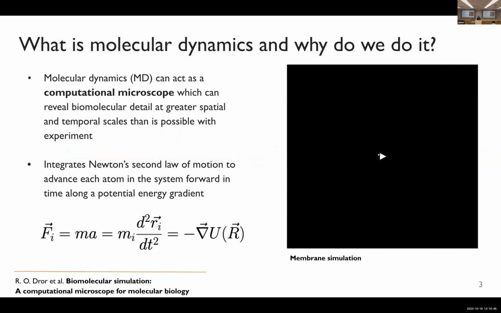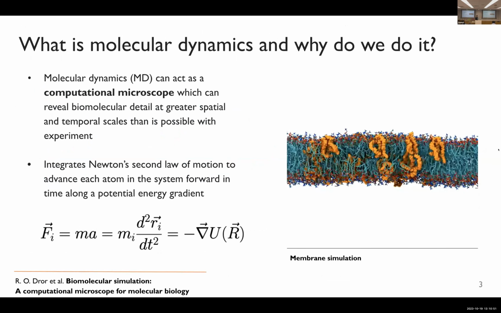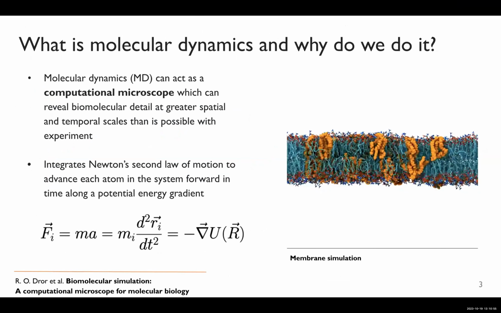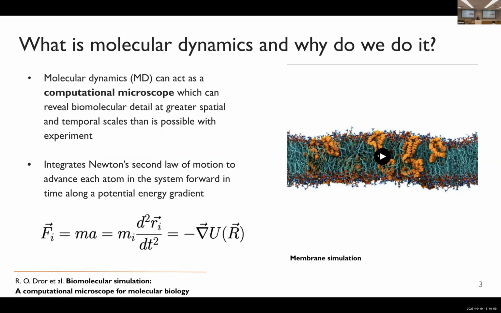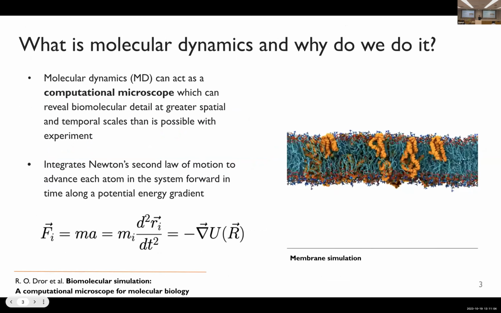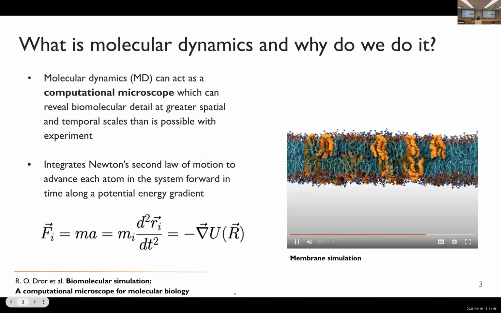We do this process. We study these phenomena through molecular dynamics, and you can imagine this as a computational microscope. Many of these phenomena you can't actually see or observe with a real microscope because you disturb the system too much. So we use physical equations, essentially Newton's laws of motion, to advance each atom of the system forward in time along some potential energy gradient.